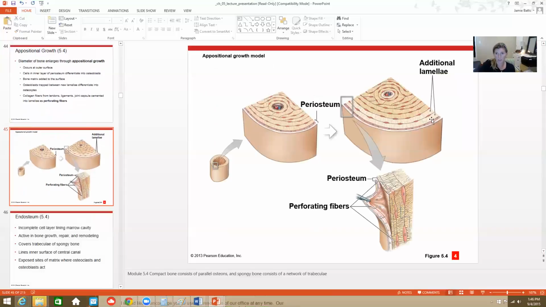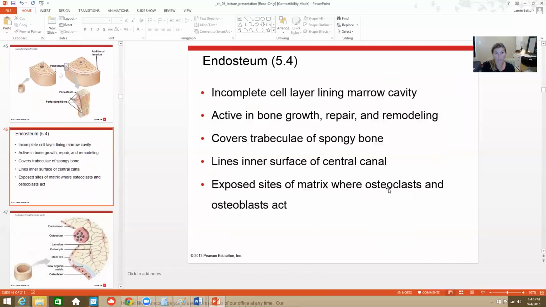This is a picture showing you that appositional growth. You don't have any here, and now all of a sudden, appositional growth happens right underneath of the periosteum, that little blanket.